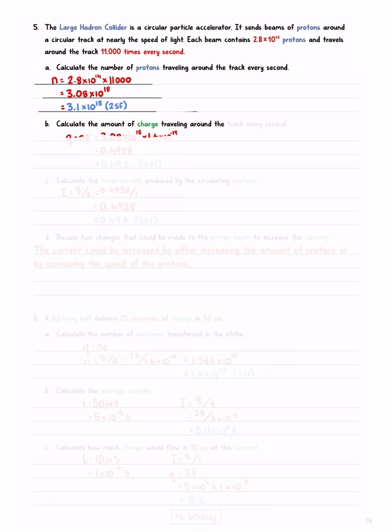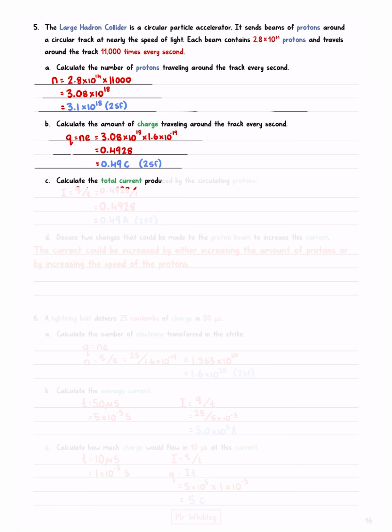Calculate the amount of charge traveling around the track every second. To find our amount of charge, we need to multiply the charge of the electron, which is the charge of a proton, except for a proton it's positive, by our number of protons traveling around per second. Putting those numbers in gives us 0.4928, or 0.49 coulombs to 2 significant figures.